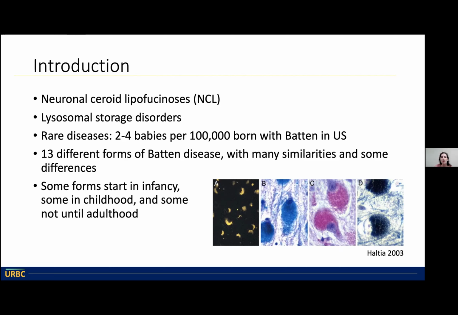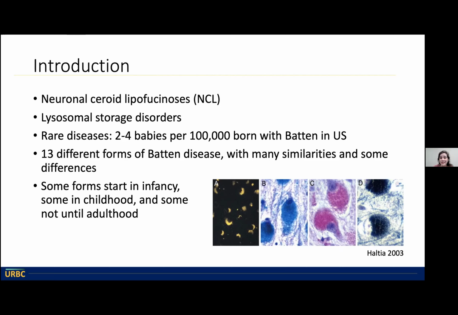The NCLs are part of a group of diseases called lysosomal storage disorders. Lysosomes are a part of the cell in our bodies that normally gets rid of waste. And when the lysosomes don't work properly, waste products begin to accumulate or build up in the cell. What these diseases have in common is that a certain waste product, called ceroid lipofuscin, builds up in the cells, which you can see in the images on the screen that we'll discuss in a little bit.